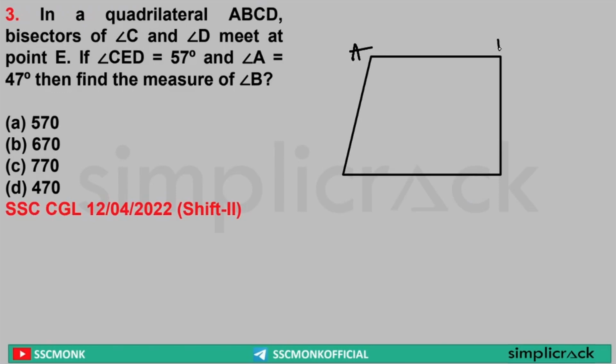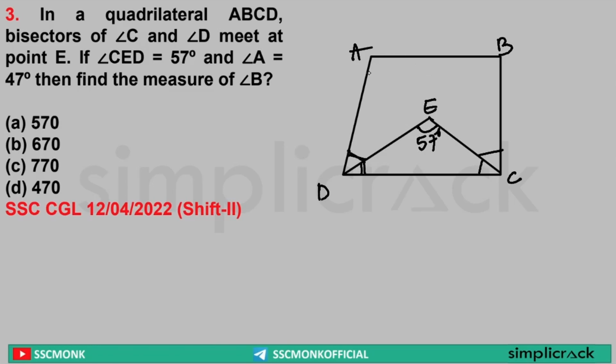So this is A, this is B, this is C, this is D. The bisectors of C, let's say this is one bisector, this is one bisector. So these are meeting at one point, let's say E. It is saying CED is equal to 57 degrees. Bisector means this angle is equal to this angle, this angle is equal to this angle.